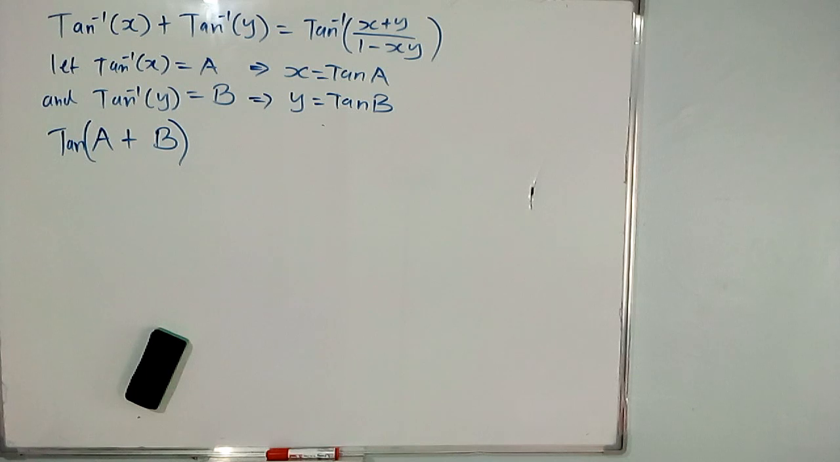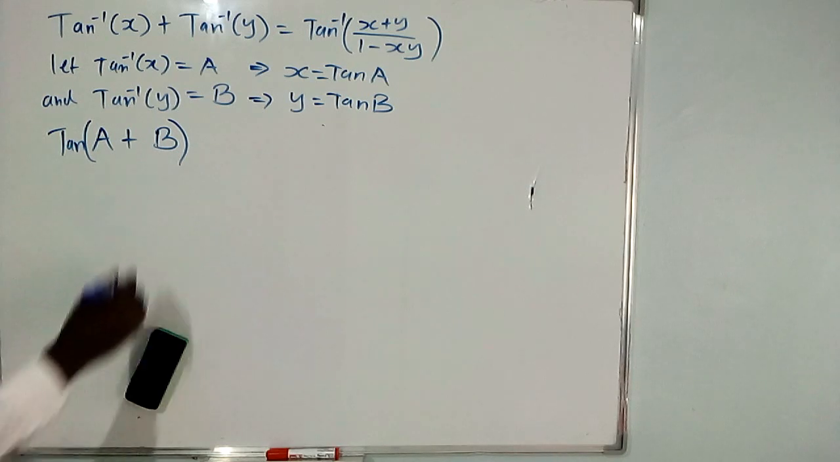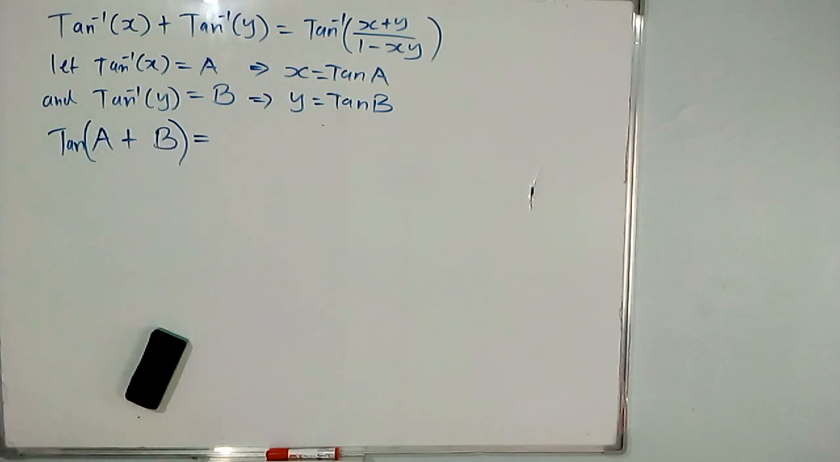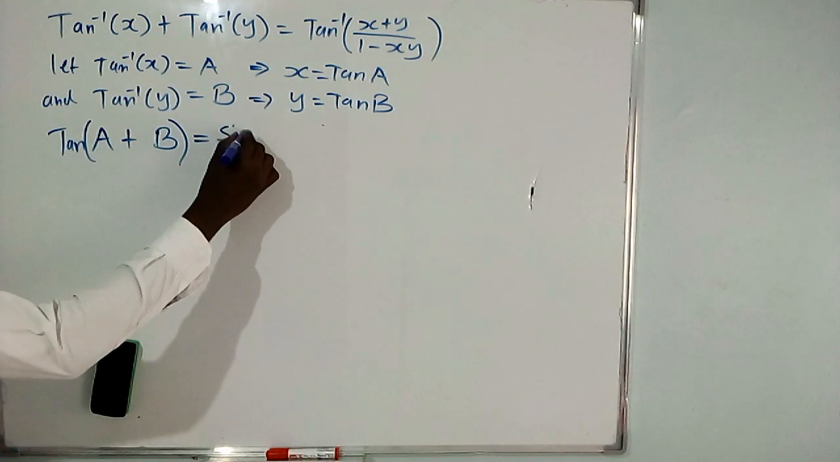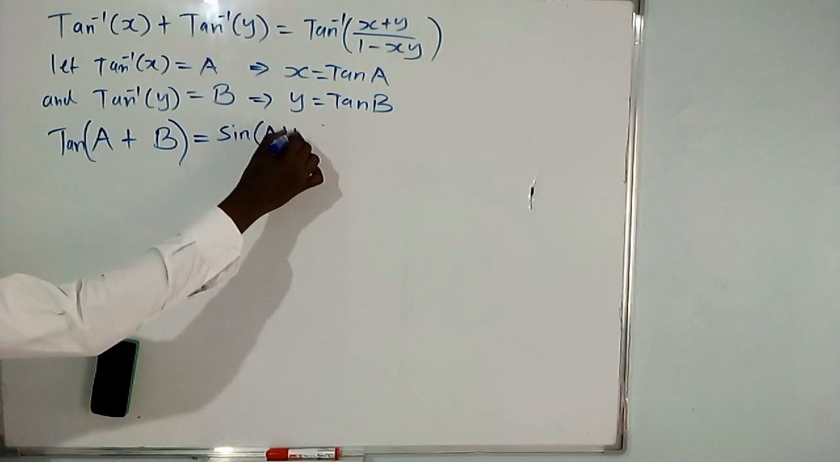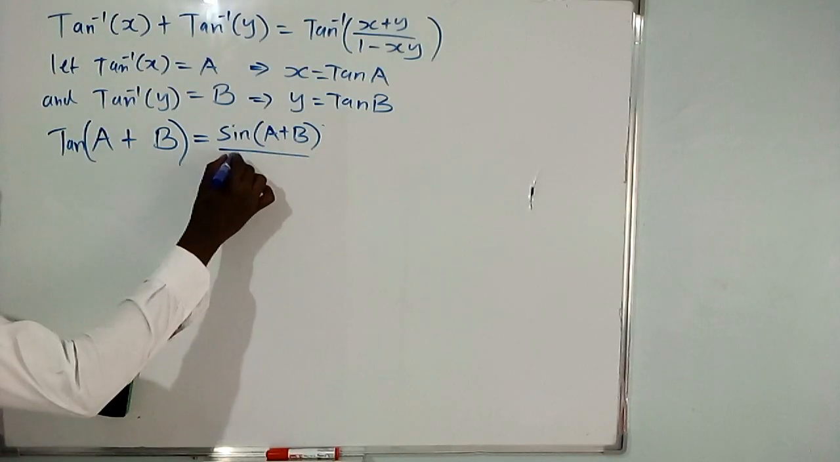So tan inverse on the right hand side coming this side, we get tan(a plus b). This tan(a plus b) is what we want to deal with until we get what is left on the right hand side, which is (x plus y) over (1 minus xy). So tan(a plus b) is, from elementary trigonometric identities, sin(a plus b) over cos(a plus b).